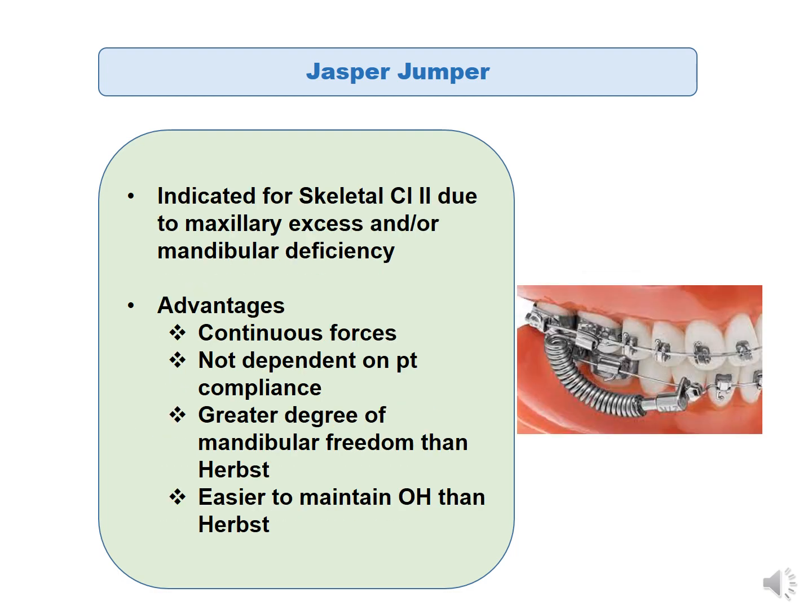appliances. Now the Jasper jumper is indicated for skeletal class 2 cases due to maxillary excess and/or mandibular deficiency. The advantages of the Jasper jumper are that it gives rise to continuous forces and is not dependent on patient compliance. The degree of mandibular freedom is greater when compared to the Herbst, and it is easier to maintain oral hygiene when compared to the Herbst.